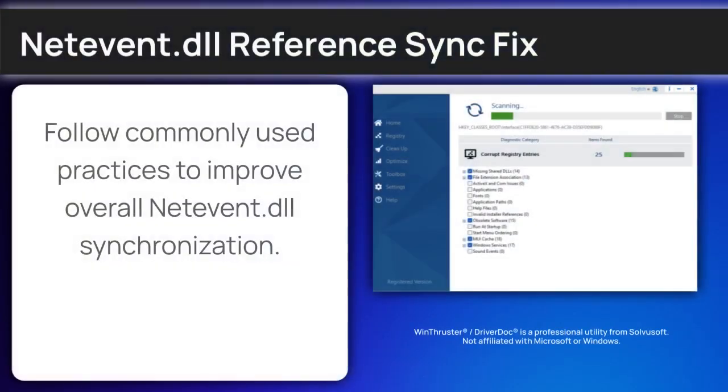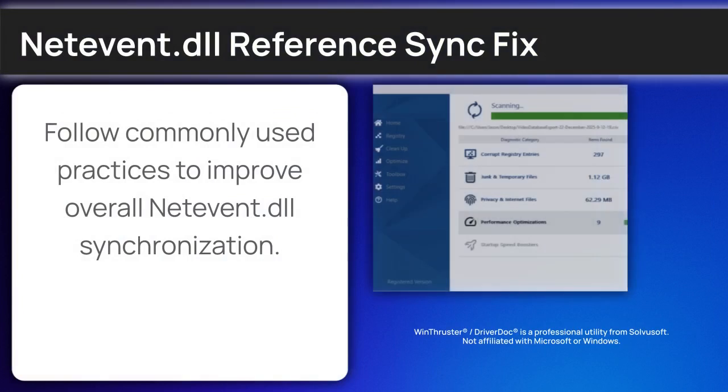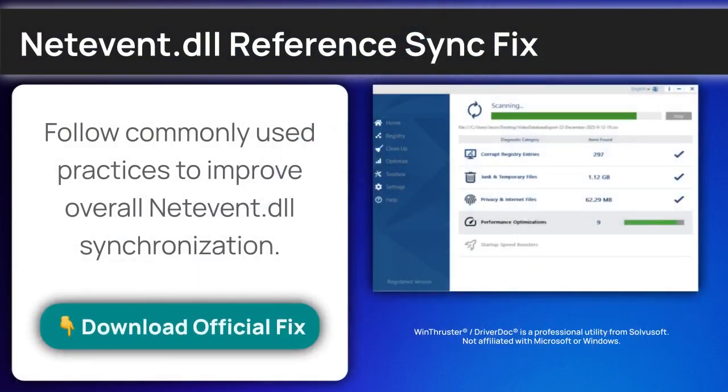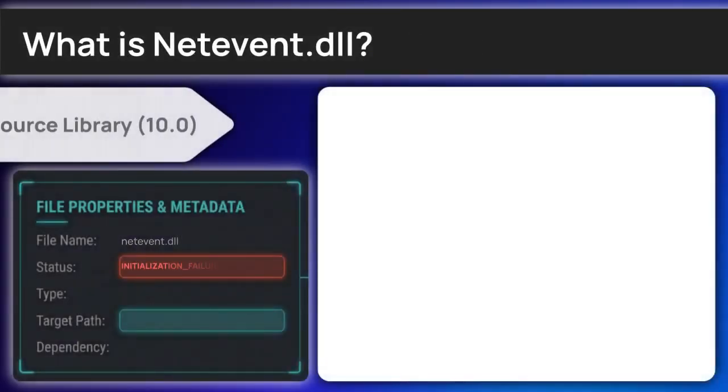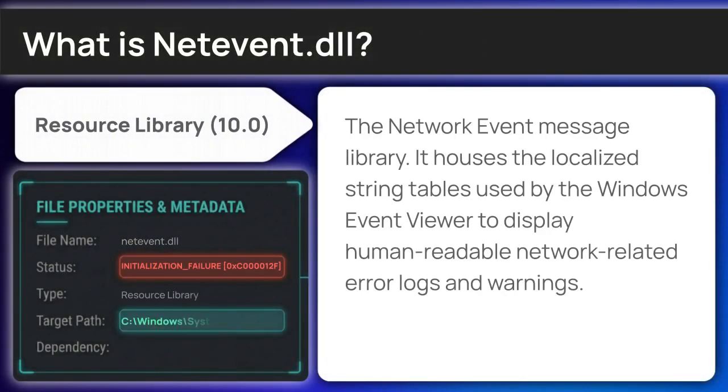To start our troubleshooting for Netevent Library, you can follow my manual steps or use a utility for a clean environment review. This is the Netevent Library, the network event message library. It houses the localized string tables used by the Windows Event Viewer to display human-readable network-related error logs and warnings.